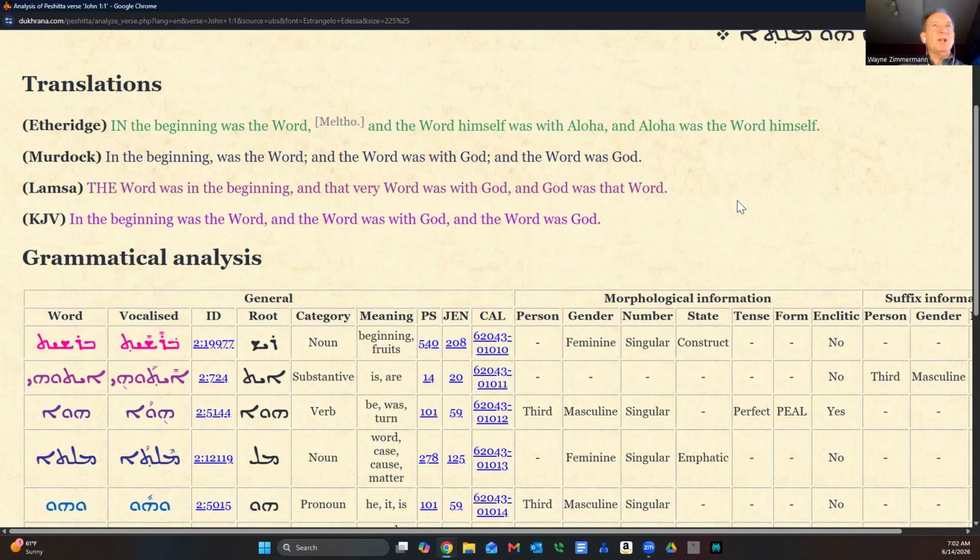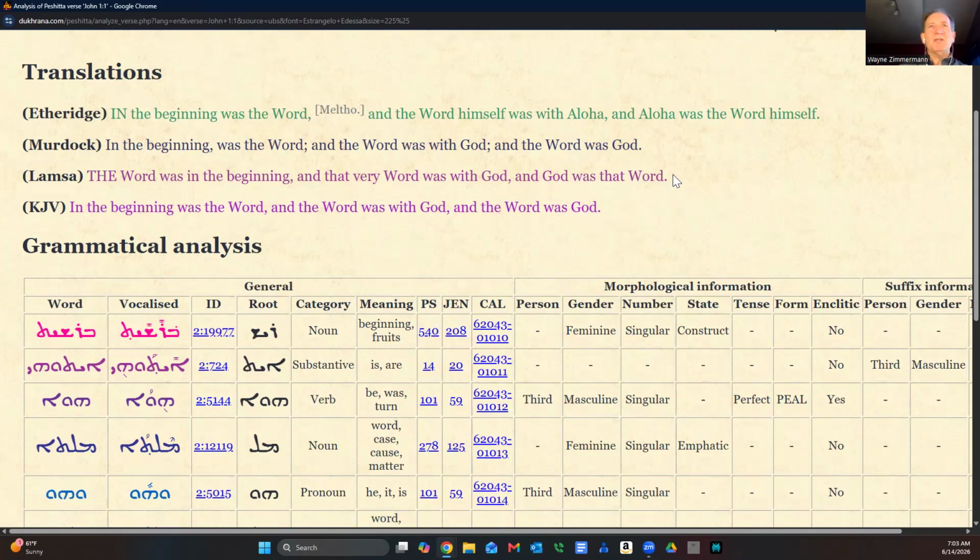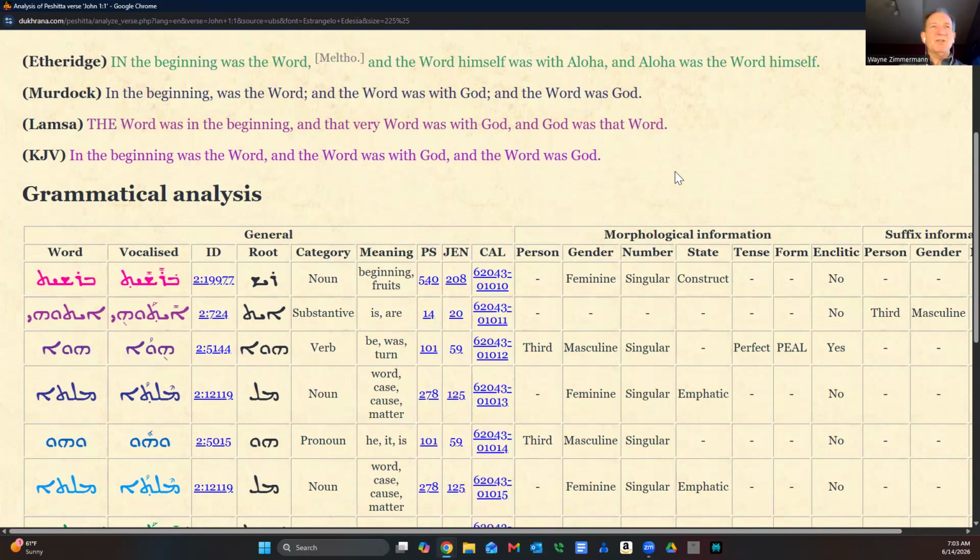You see Etheridge, in the beginning was the MILTHA, and the word himself was with Aloha, which is the Aramaic word for Elohim or God, translated into God, and was the word himself. So slightly different from the King James. Then the Murdoch says in the beginning was the word, and the word was with God, and the word was God, identical with the King James. And Lamsa would say the word was in the beginning, and that very word was with God, and God was that word. So again, slightly different constructions of that sentence that creates slightly different meanings.